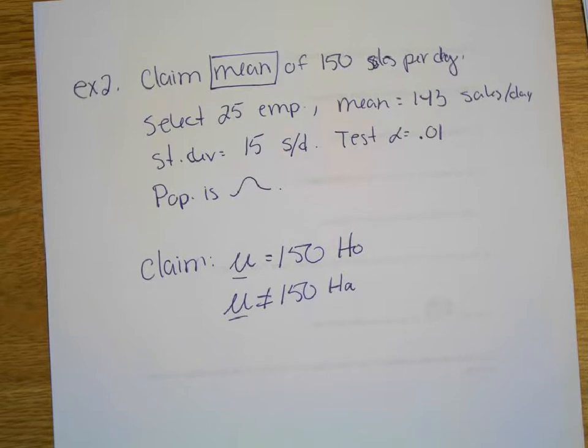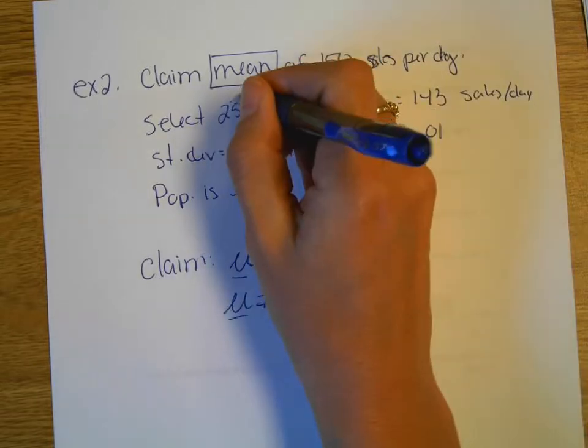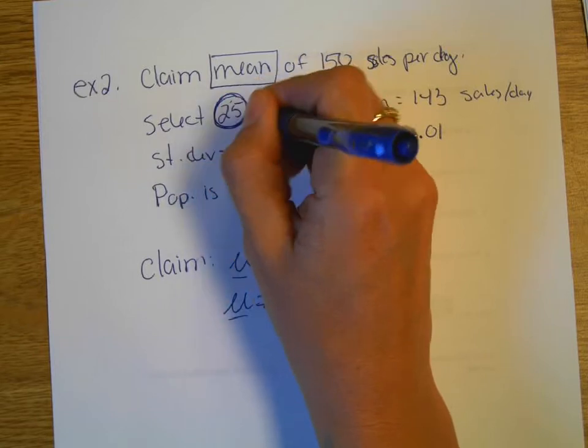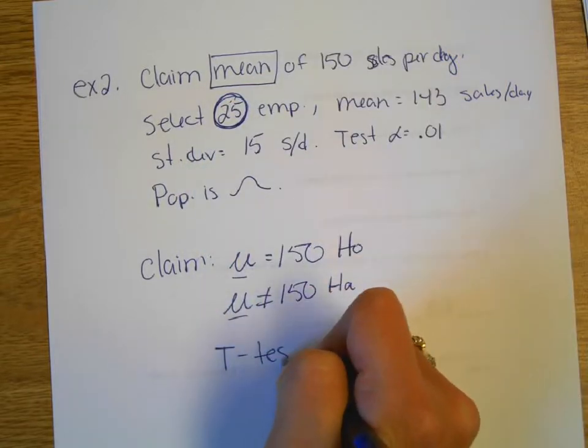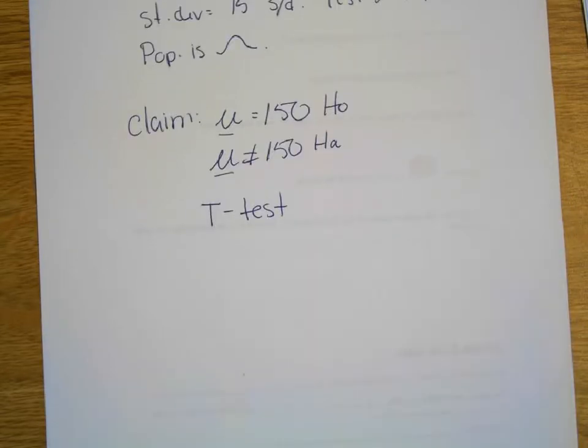Because it's a mu, you have the option of a z-test or t-test. T-test. Why t? Because the sample is 25, which is less than 30. I'll circle the right number this time. So you're going to run your t-test. Let's see what's in the t-test program, see if there's anything confusing there. There's none.